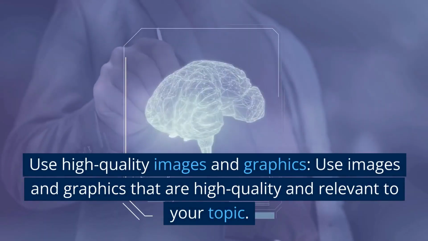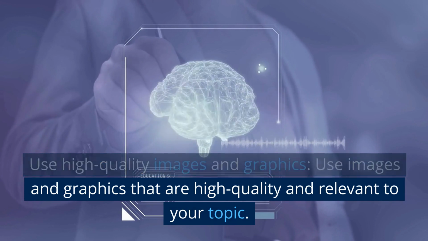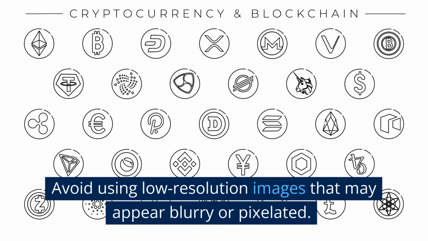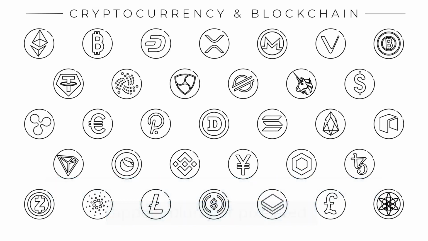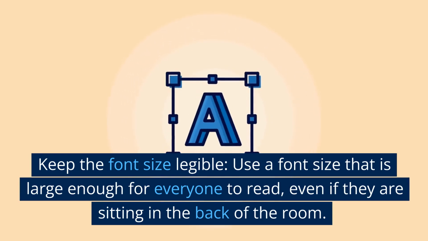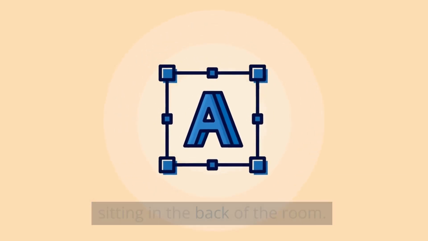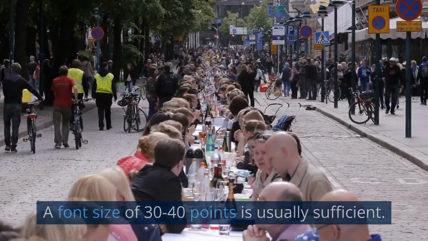Use high-quality images and graphics. Use images and graphics that are high quality and relevant to your topic. Avoid using low-resolution images that may appear blurry or pixelated. Keep the font size legible. Use a font size that is large enough for everyone to read, even if they are sitting in the back of the room. A font size of 30 to 40 points is usually sufficient.